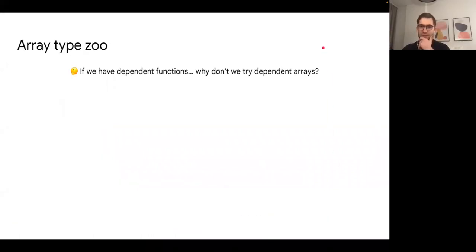And the final benefit, I think, of trying to think about arrays and functions in the same way is, well, we have implemented this whole language with dependent functions. Why don't we just try doing dependent arrays? What does this mean once you have dependencies between the dimensions of your array? It's a natural question to ask once you go there.